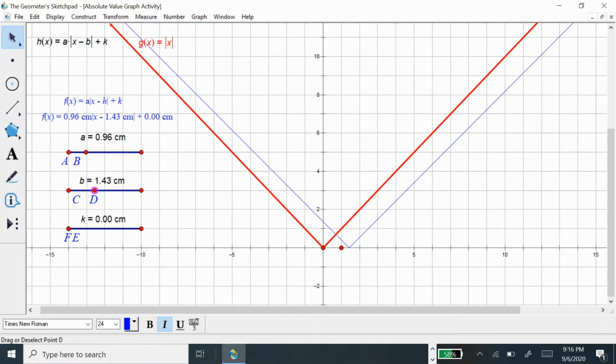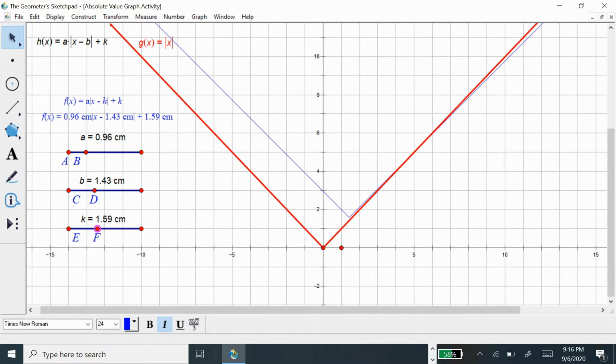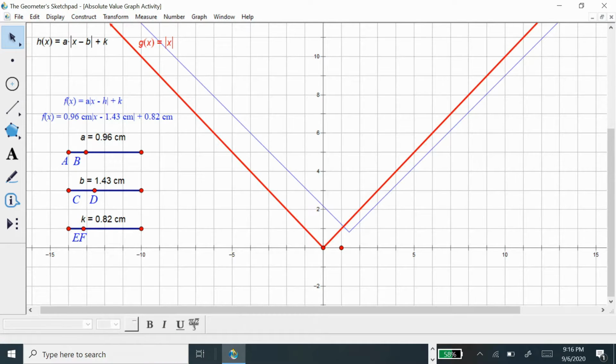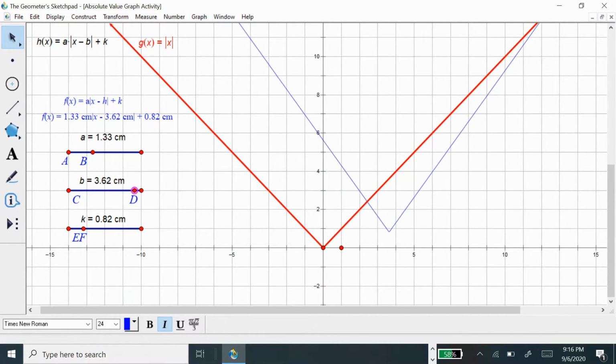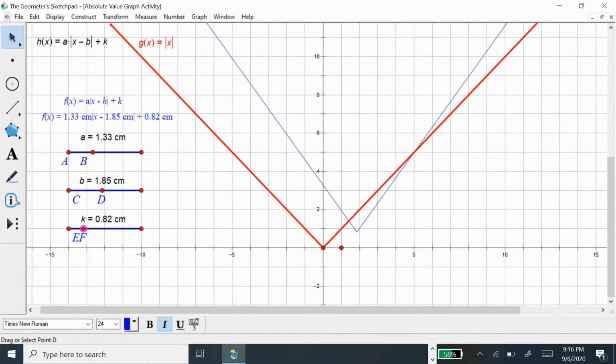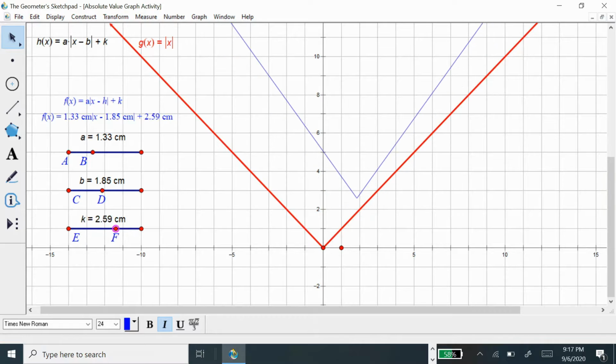And then the last value, the k, if I could get this one working, that controls the vertical shift. And if I go to the negatives, it goes down. All right, so that's how my A, H, and K work. The A controls the width, the B controls the horizontal shifts, and remember that B really should say H, and that K represents the vertical shifts.